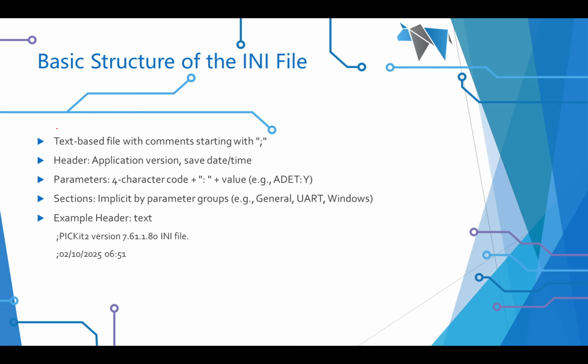The basic format is a text-based file starting with a semicolon, has a header, and then you have a 4-character code. An example would be ADET : yes. Whatever ADET is, I don't remember. It means set it to yes. And you can set up general groups. There are general groups set up, but the header will show you when that file was saved, but also the version of the application. This was saved a short while ago, nice and early in the morning, using version 7.661.180.